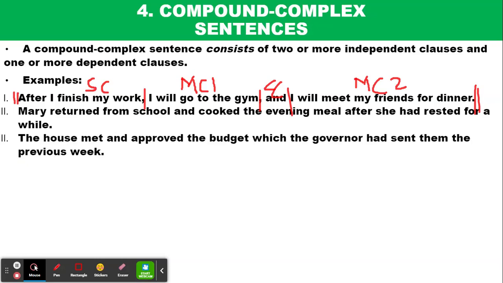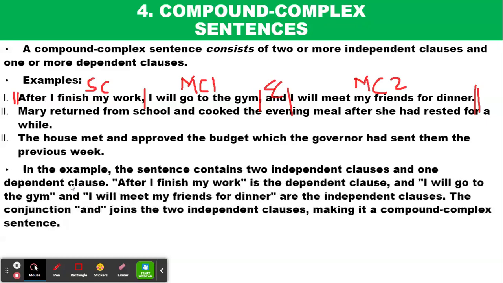Example 3: the House met and approved the budget which the governor had sent to them the previous week. The House met is main clause 1 and approved the budget is main clause 2. Which the governor had sent them the previous week is the subordinate clause. So that is exactly the way it is.